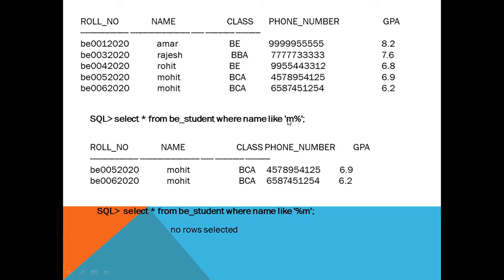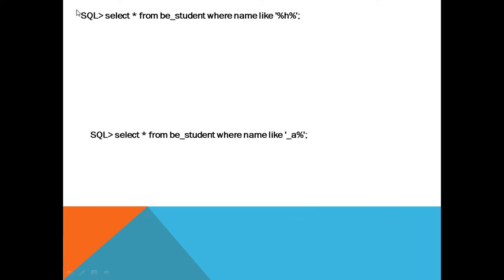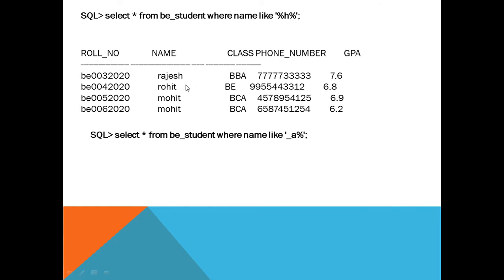It will check the first letter and it will check the last letter. Now in the same way, in this condition: select * from student table where name like '%H%'. The character is between two percent signs, so it will give a result. Is there any name in the B table whose name contains the letter H or not?